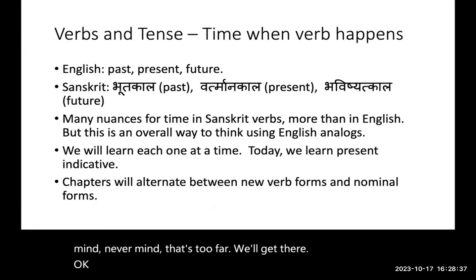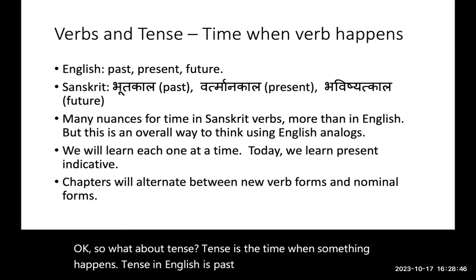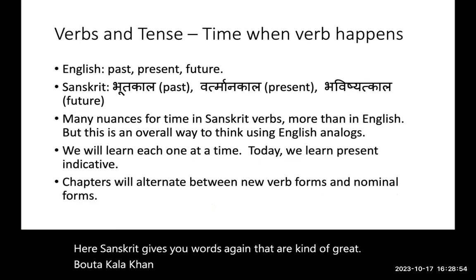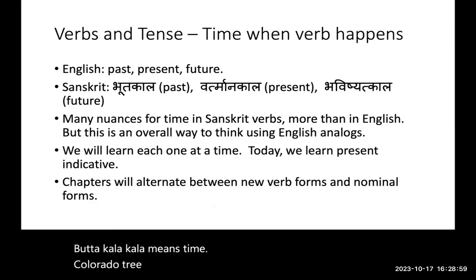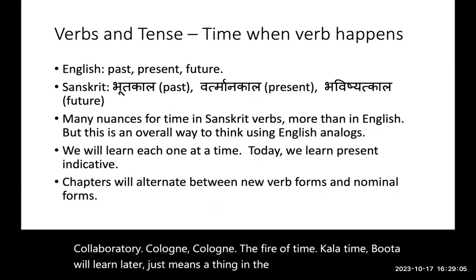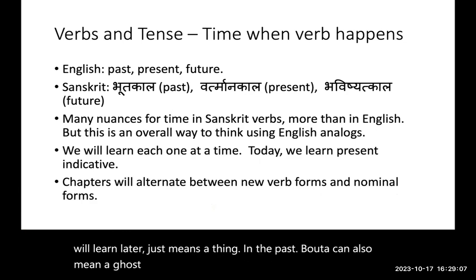Okay. So what about tense? Tense is the time when something happens. Tense in English is past, present, or future. Here, Sanskrit gives you words again that are kind of great. Bhuta kala. Kala means time. Kalaratri. Kalagni, the fire of time. Kala, time. Bhuta, we'll learn later, just means a thing in the past. Bhuta can also mean a ghost.